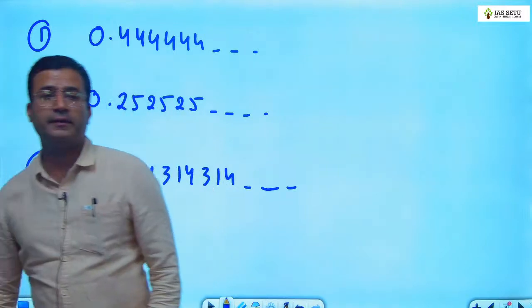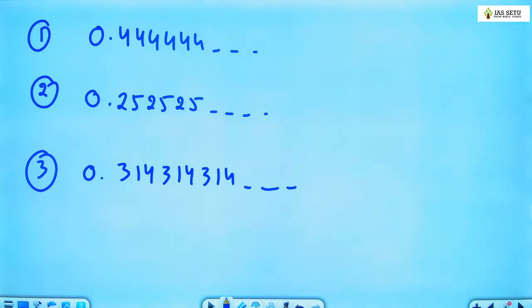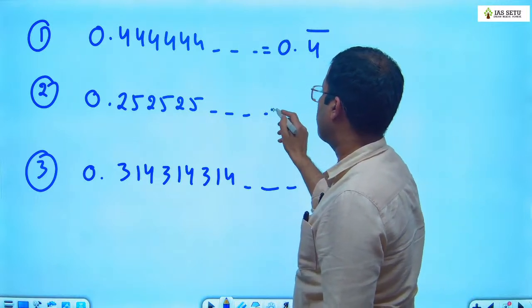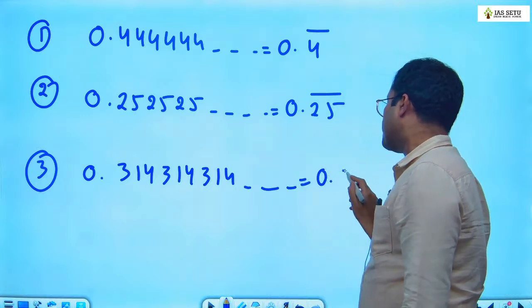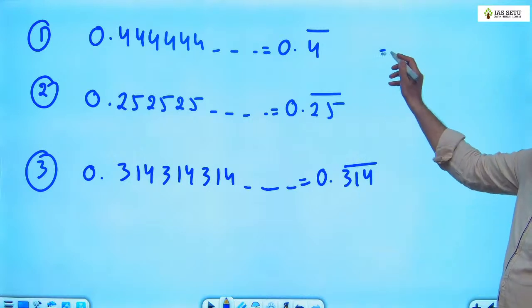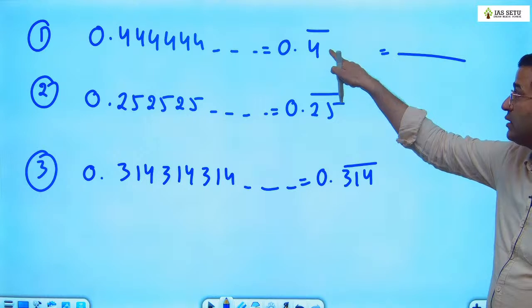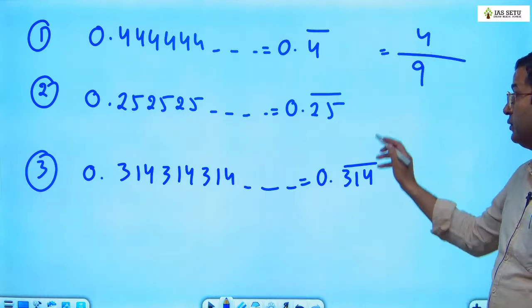Then first question, online students done. This is 0 bar on 4, this is 0 bar on 25, this is 0.314 bar on 3. So as many 9s as many digits under the bar. There is one digit, so 9. So your answer is 4 by 9.